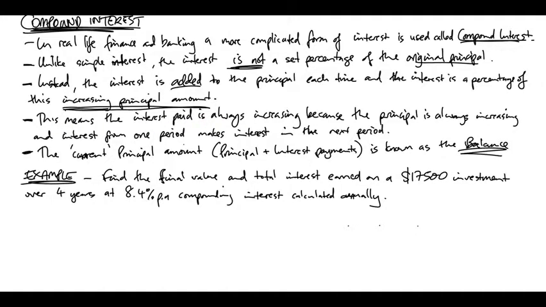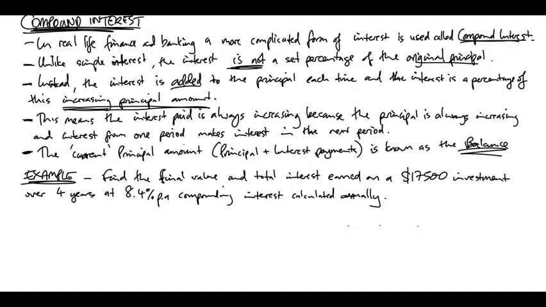This means overall that the interest that you pay is always increasing because the principal is always increasing. And the other side note to that is the interest that you earn from one period, because it's added to the next, you actually earn interest on the interest. So interest from one period makes interest in the next period. A word for you to know is the current principal. The principal plus the interest payments so far is actually known as the balance. That's why sometimes you might refer to your bank balance as the balance, because you can be adding or taking away from that. It's the current number it is.